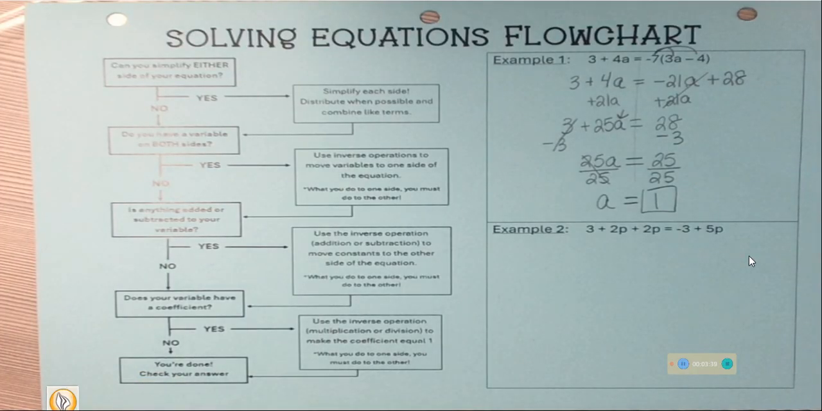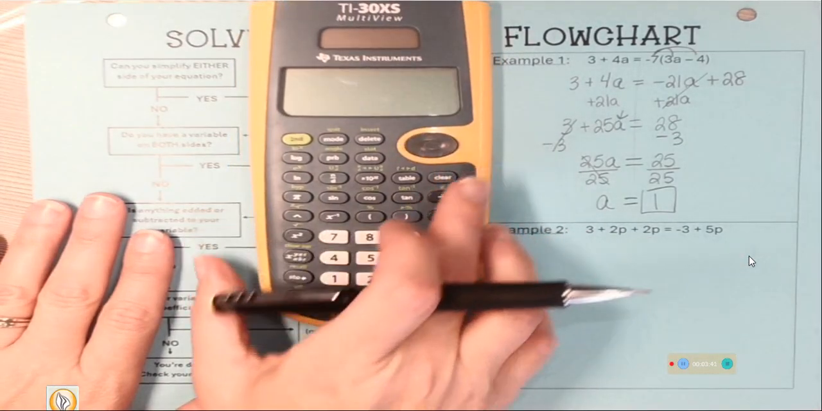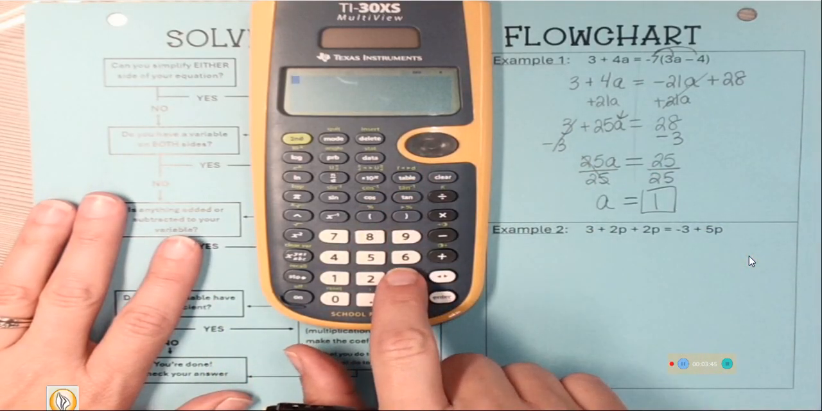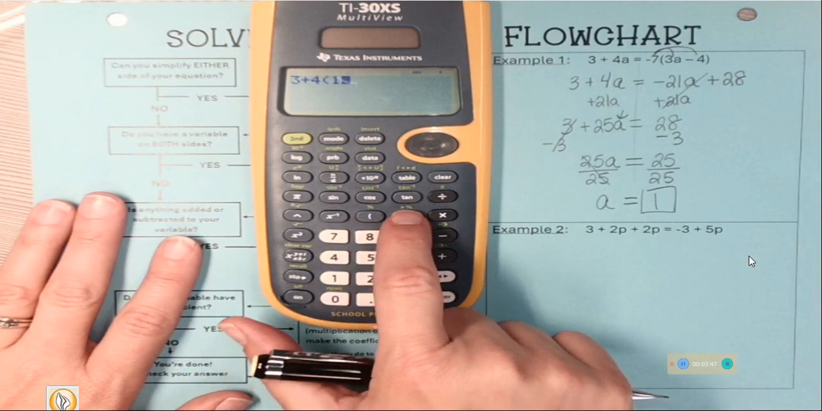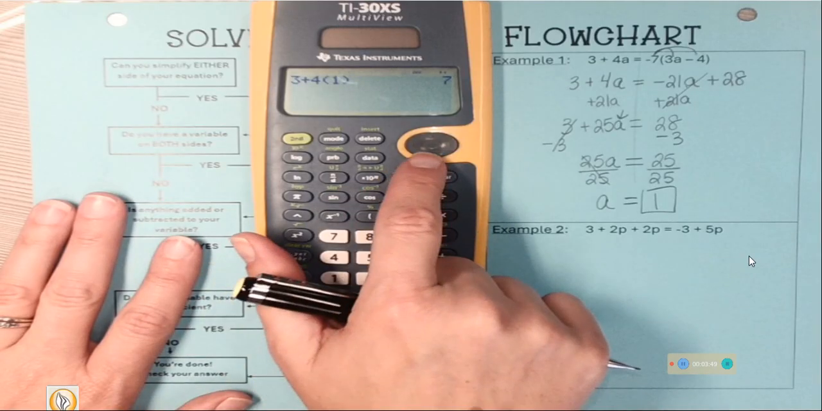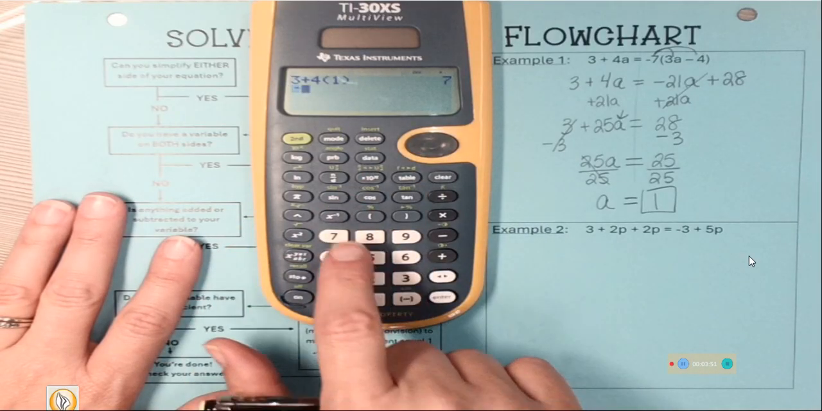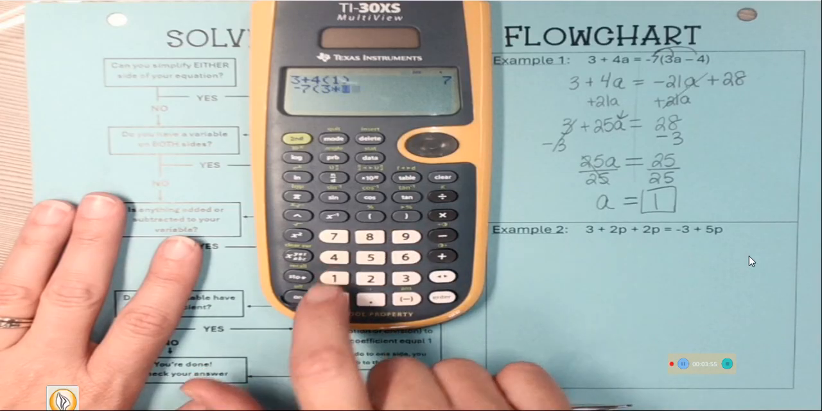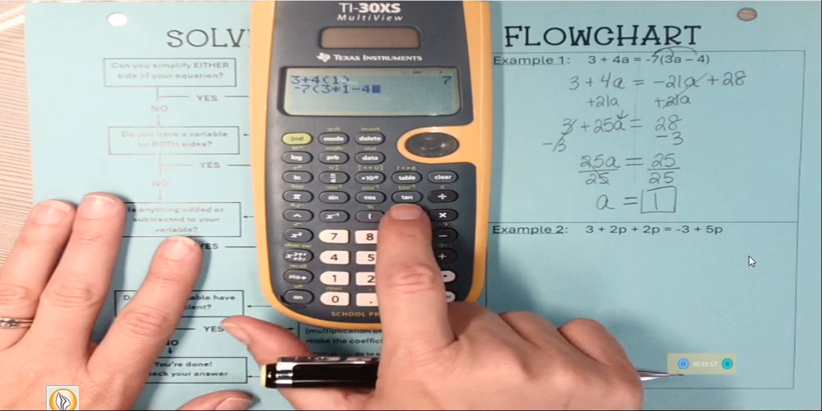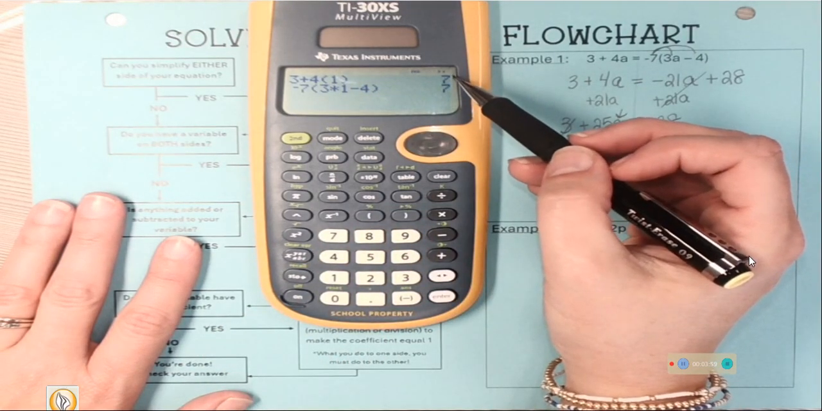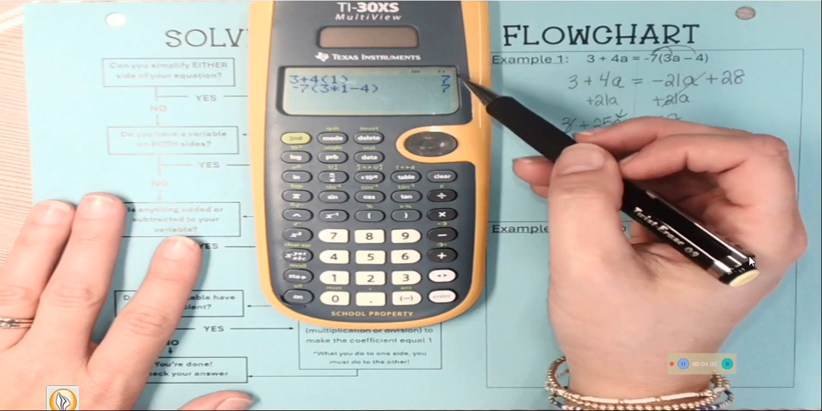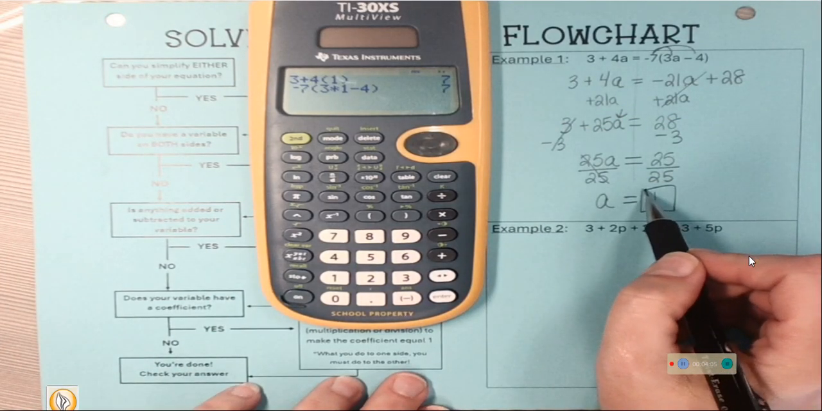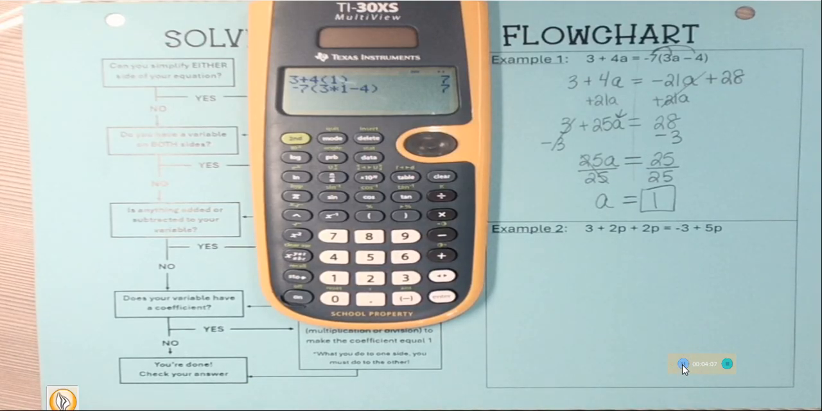How would you check your answer? Plug it back in. So I'm going to go back to the original up top. I'm going to plug in the left side. 3 plus 4 times, I think a is 1. Okay. I'm going to plug in the right side. -7, open my parentheses. 3 times my a is 1 minus 4. Because I get the same thing on both sides, what's that mean? That we're right and we're on our way to 100.